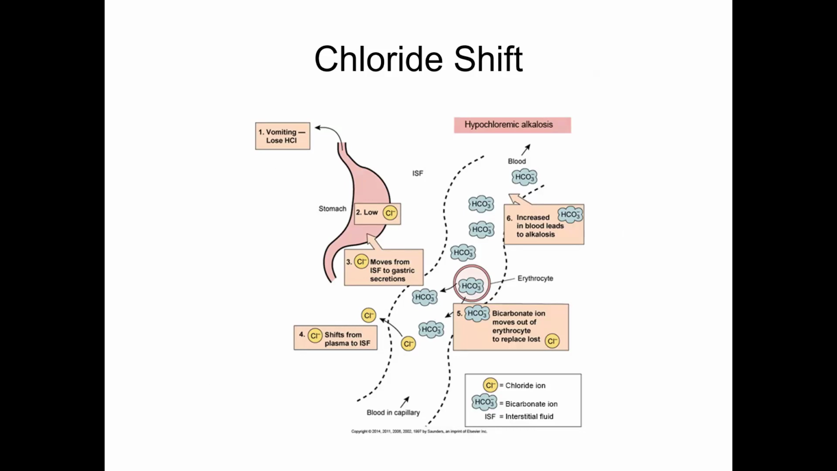The reverse situation can also occur when chloride levels decrease and bicarb ions leave the red blood cells to maintain electrical neutrality. Low chloride levels lead to high serum bicarb or alkalosis. This situation is referred to as the chloride shift.